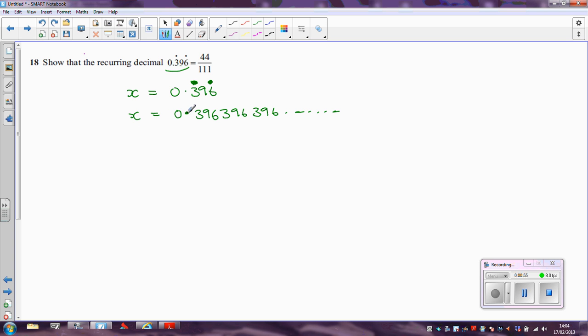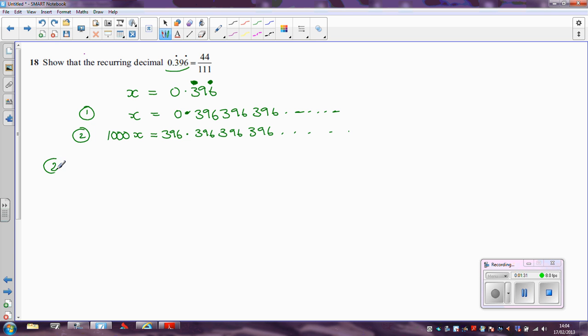What I now need to do is multiply by something so that I get a multiple of x which has the same repeating sequence after the decimal point. And I can see that if I multiply x by 1,000 to give me 1,000x, that means moving the decimal point 3 places to the right. What I'm going to get is 396.396. The repeating sequence after the decimal point must be identical. If you like, I can think of that as 1 and 2.